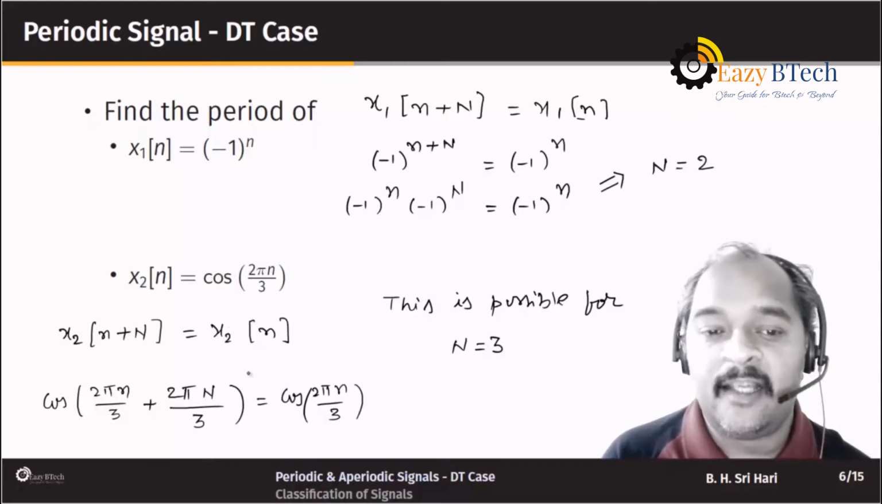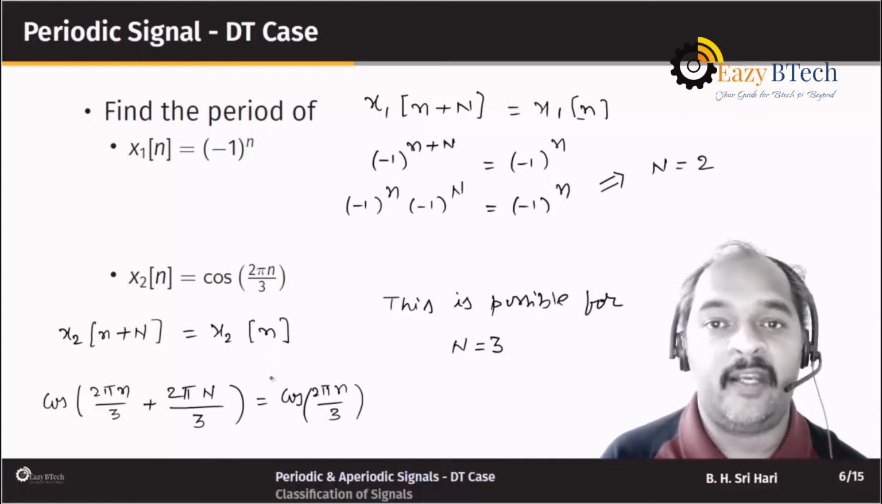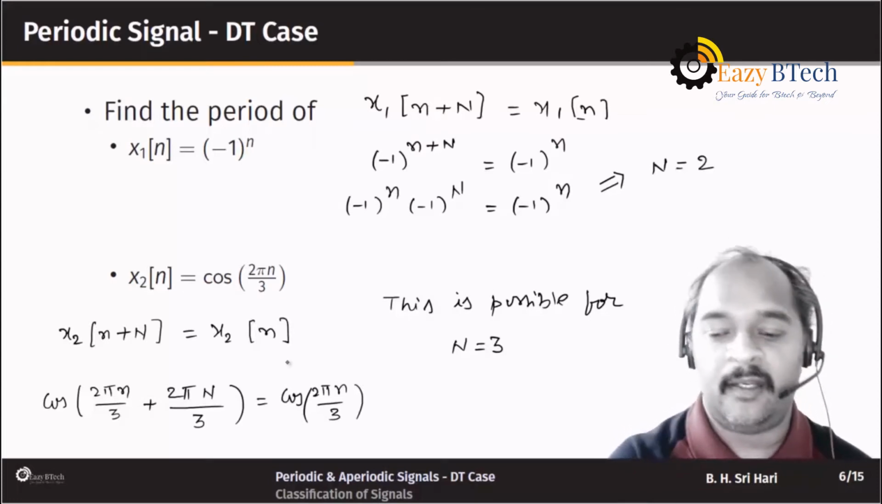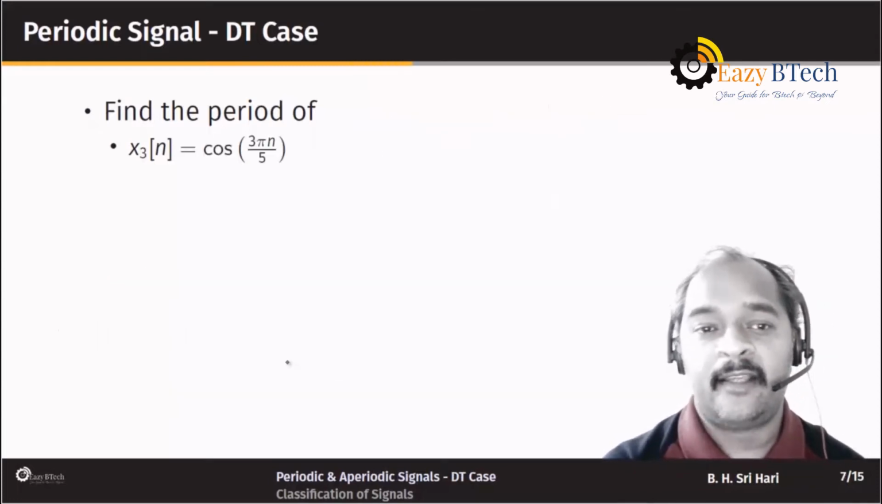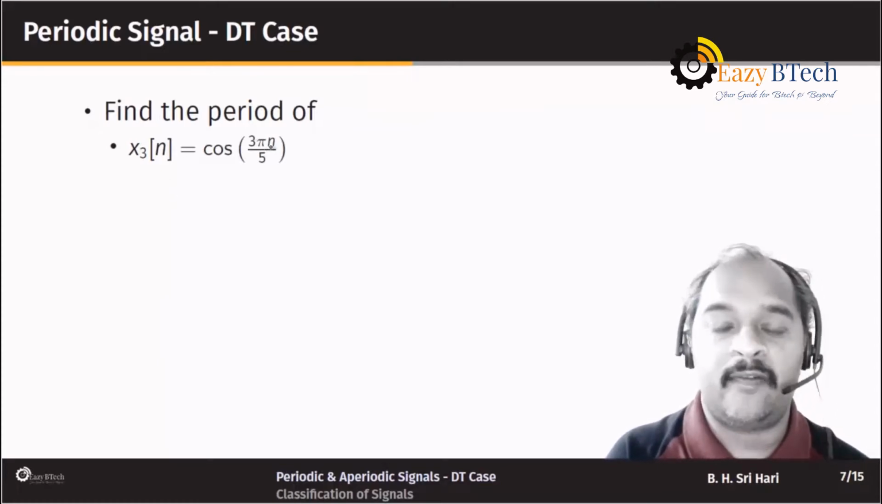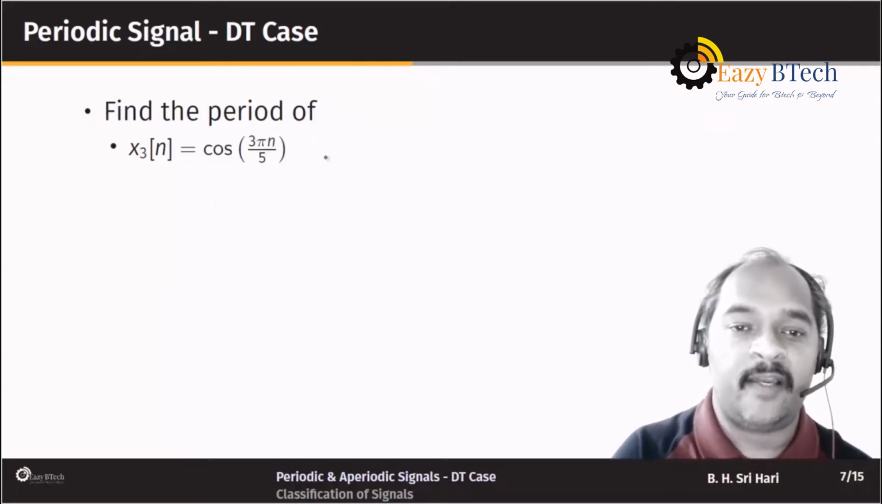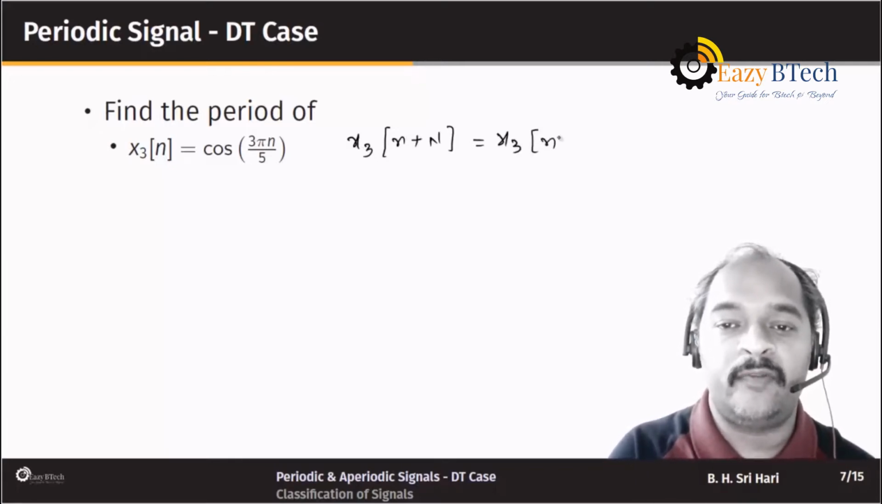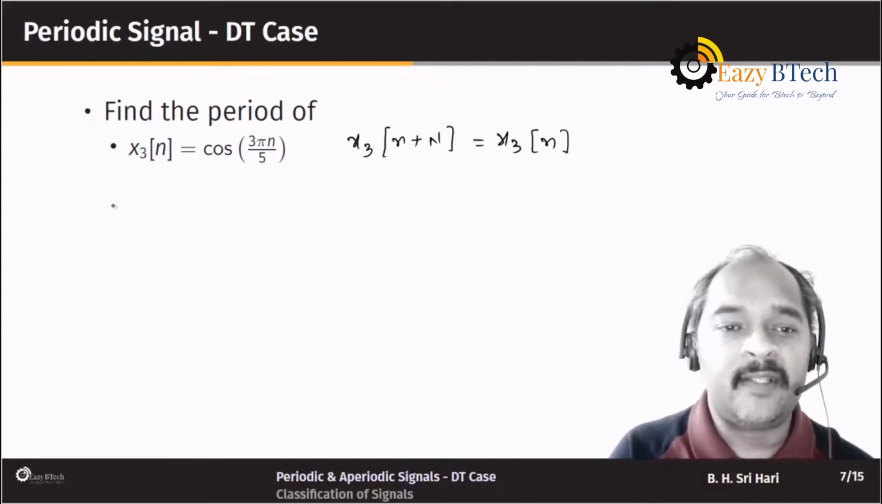So we can say that the second signal is periodic with period 6, 9 and so on, but the fundamental period is 3. Okay, right. Next, let us take the third signal, which is x3 of n equal to cos 3 pi n by 5. So what is the need? So what is the requirement? We need x3 of n plus capital N should be equal to how much? X3 of n. So what should we do? The same rule, replace n with small n plus capital N.